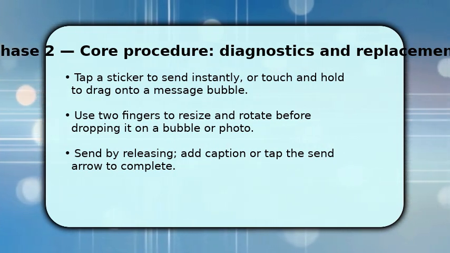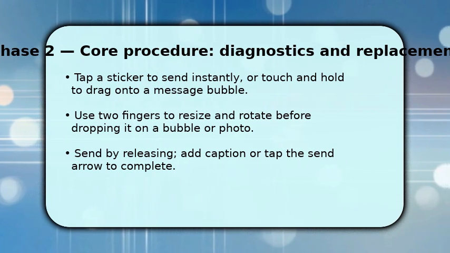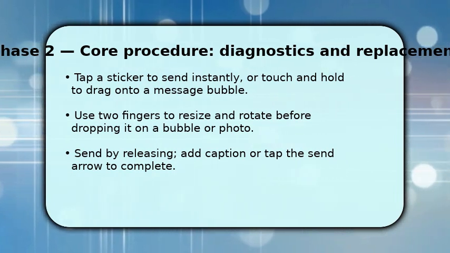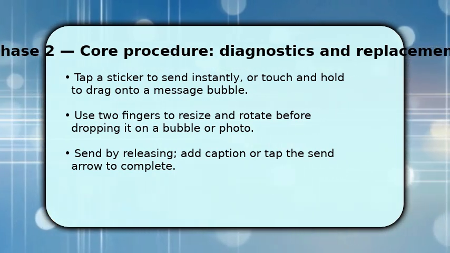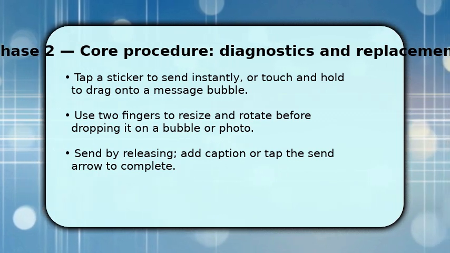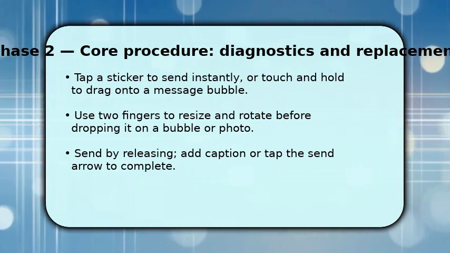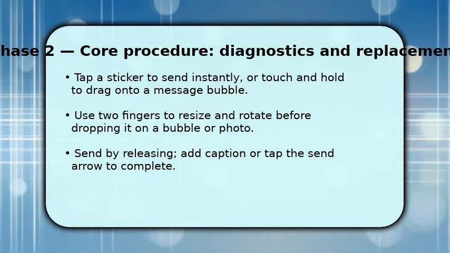Use 2 fingers to pinch and rotate, so size and angle match the target. This makes reactions clearer. Once positioned, release to attach, then tap send. Because anchored stickers stick to content, they communicate context and tone without typing.